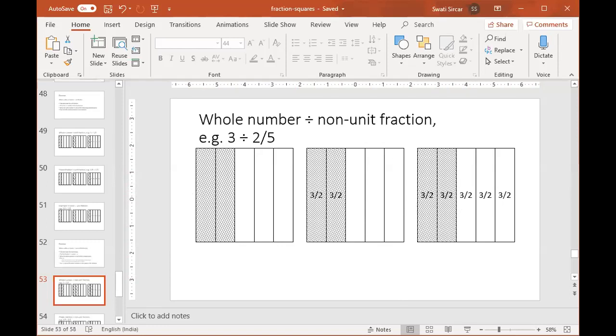So let us just consolidate that. We are doing 3 divided by 2/5. So we have this. You know what? Let me draw a circle for a change.